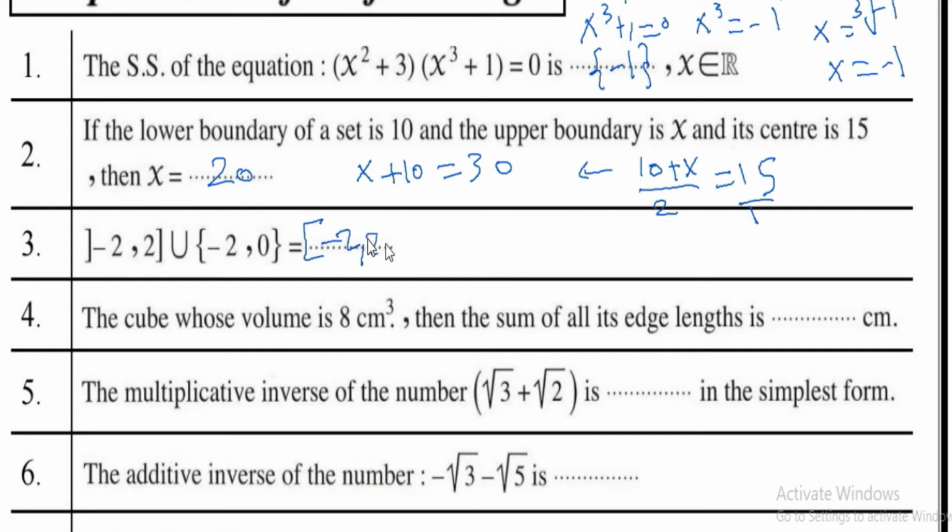The cube whose volume is 8 cubic centimeters means L power 3 equals 8. Take the cubic root. L equals the cubic root of 8, which is 2. Sum of all edges: the cube has 12 edges, so 12 times 2, since they are all equal. The answer is 24. 12 times 2 is 24 centimeters.